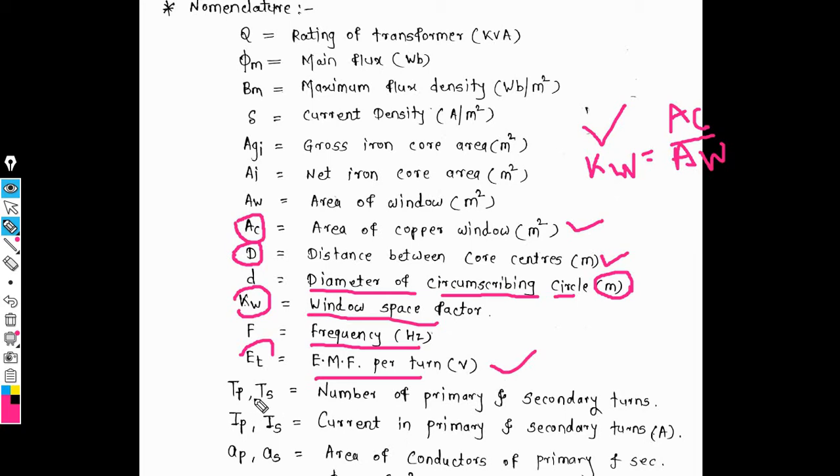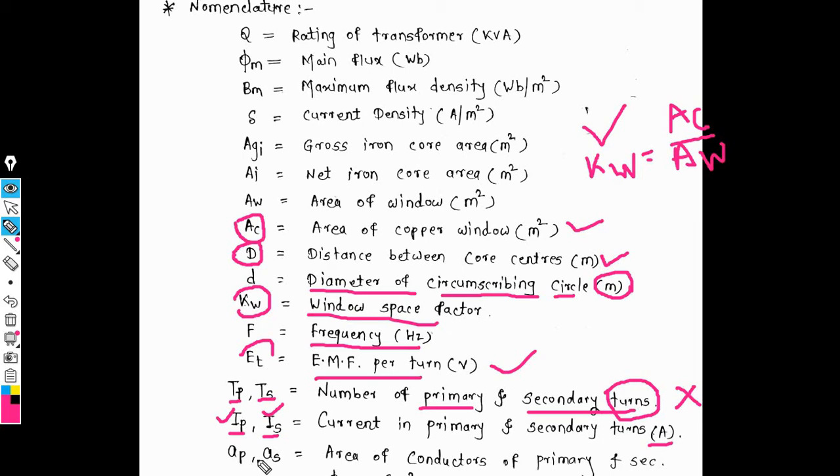Then TP and TS, that is the number of turns: TP means primary side turns, and TS is called secondary turns. Then IP and IS, that is the current of the primary side and the current of the secondary side. Current is measured in ampere. For turns, there is no unit for turns ratio.